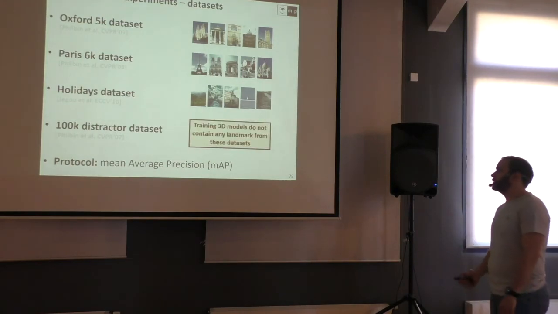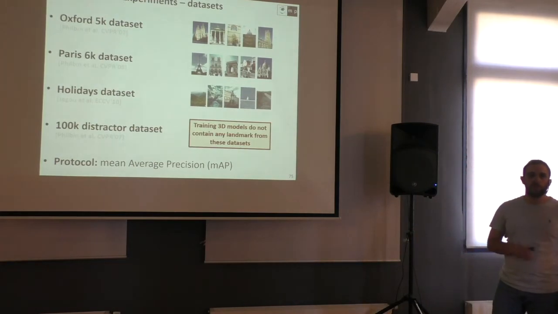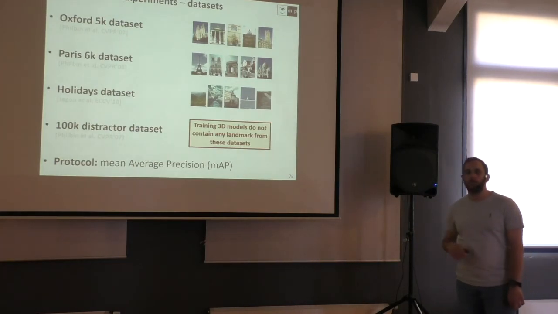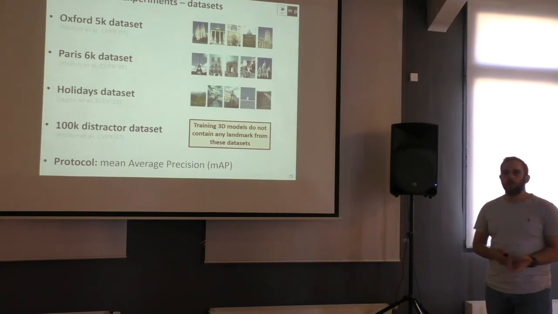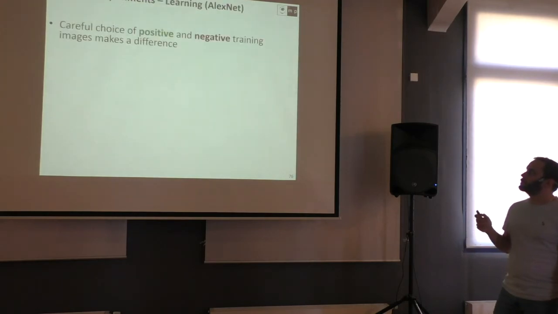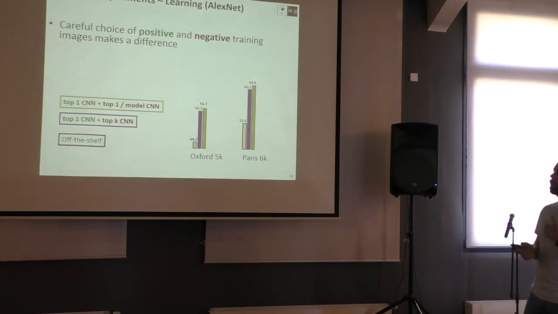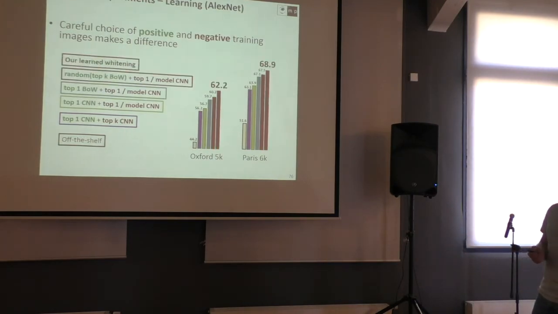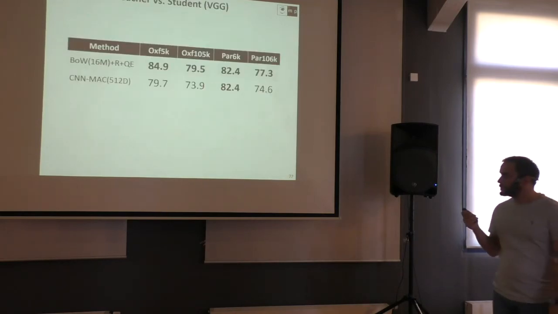And a very important thing is that we never saw any of these buildings or objects during the training. If any of them were contained in our training dataset, we manually removed them so that we can evaluate if we actually generalize to unseen objects. So all the things that I was speaking about, one by one, are actually getting harder negatives and harder positives. This actually helps the performance, and our learned whitening gives an additional boost.